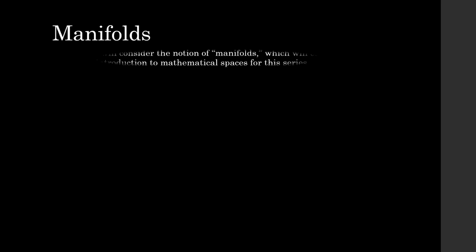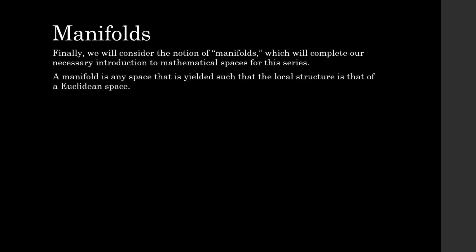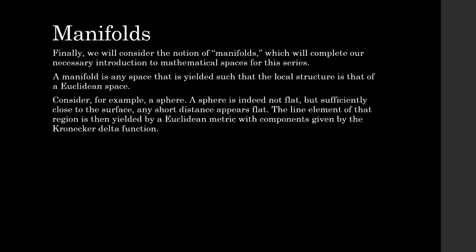Finally, let's consider manifolds. We will consider the notion of manifolds, which will complete our necessary introduction to mathematical spaces for this series and will finish out this episode. A manifold is any space that is yielded such that the local structure is that of a Euclidean space. Consider, for example, a basic sphere in 3D. A sphere, as we know, is obviously not flat, but if you stand on its surface, think of the Earth, for example, and you don't look at large distances, it looks pretty much flat.